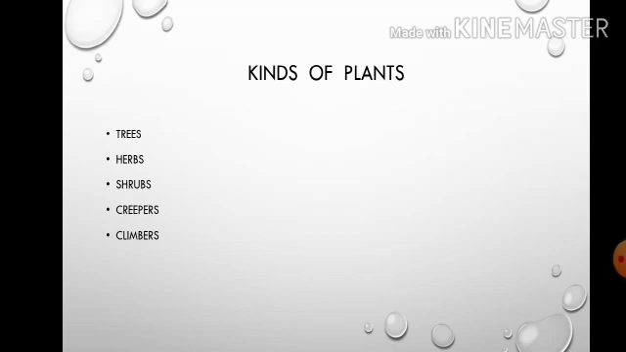Next, we shall see what the kinds of plants are. There are 5 kinds of plants. That is trees, herbs, shrubs, creepers and climbers. These are all the kinds of plants.